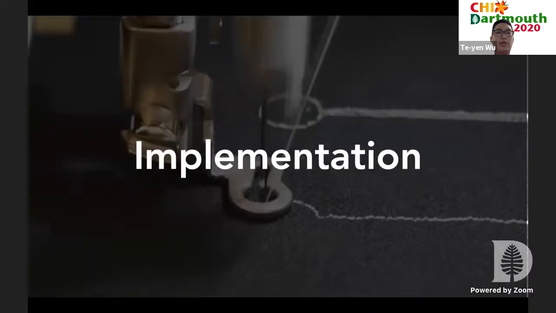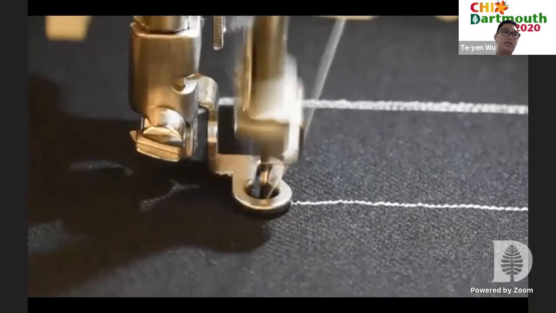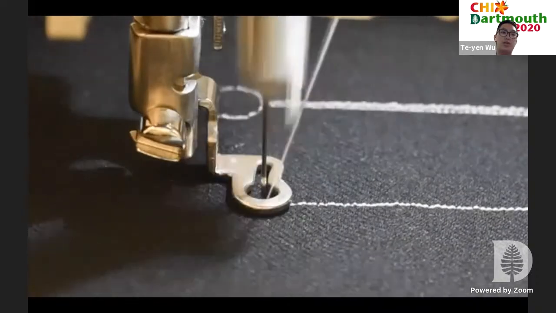Once the sensor design was finalized, we then fabricated it. So we used a whole-cloth embroidery sewing machine to stitch the antenna. And here is a video showing how it works.